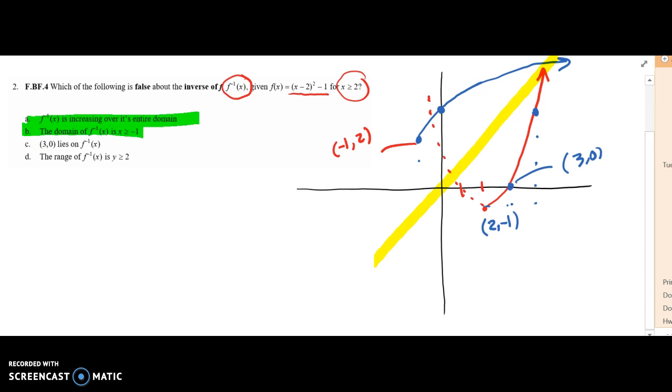Does 3, 0 lie on the graph? No. 3, 0 does not lie on the inverse. It lies on the original. Is the range y is greater than or equal to 2? Yes, that's also true.